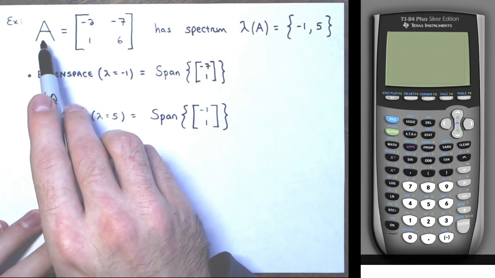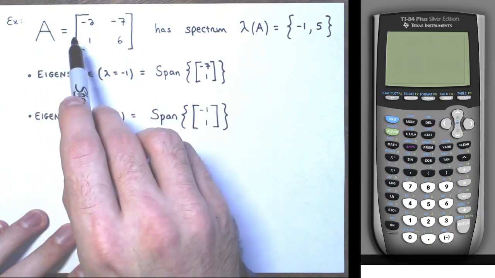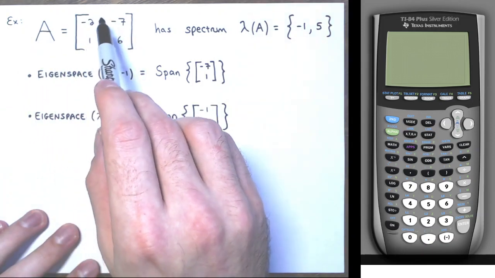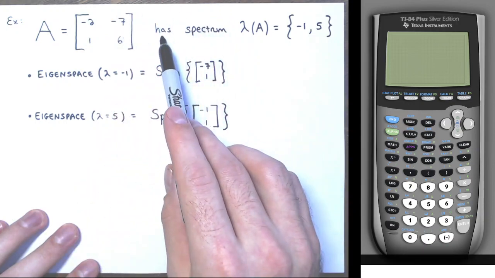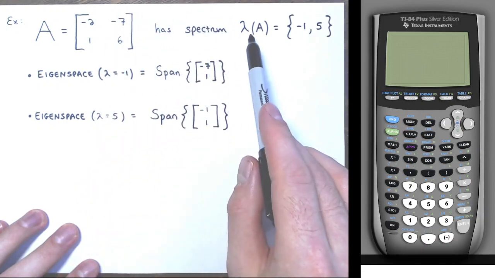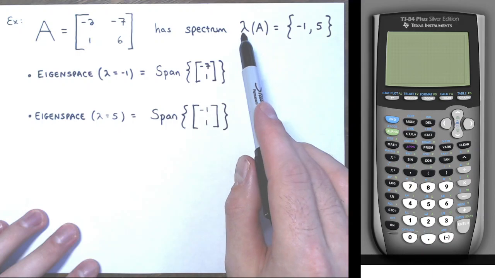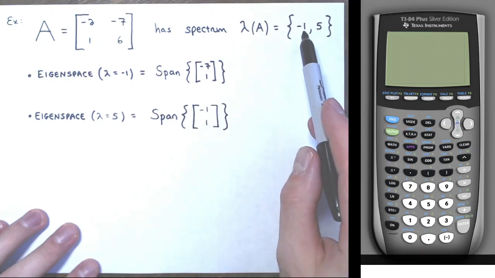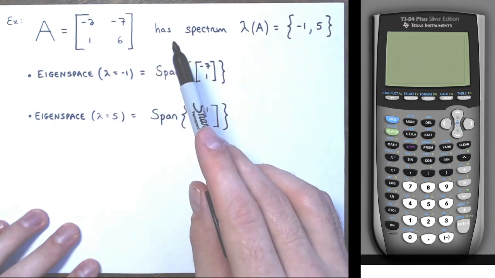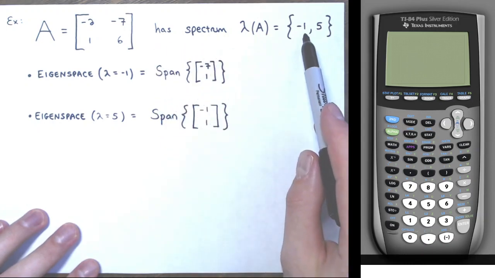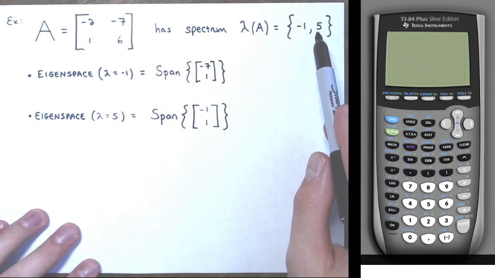So my first example, A is a 2 by 2 matrix with columns -2, 1, -7, 6. This matrix has a spectrum, lambda of A, the spectrum of A, which is the set containing the numbers -1 and 5. Now remember, the spectrum of a matrix is simply the set containing the eigenvalues.